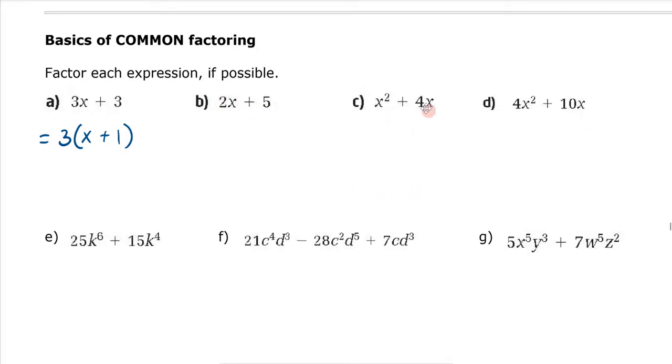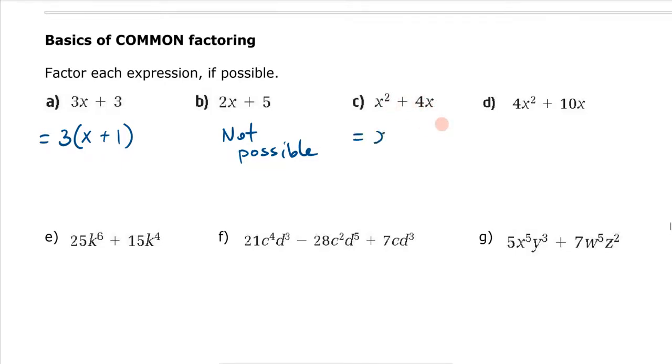X squared and 4x. So not possible. If we look at x squared and 4x, the common factor doesn't have to be a number. It could be a variable. X is in each term. So I'm going to have common factor in x.